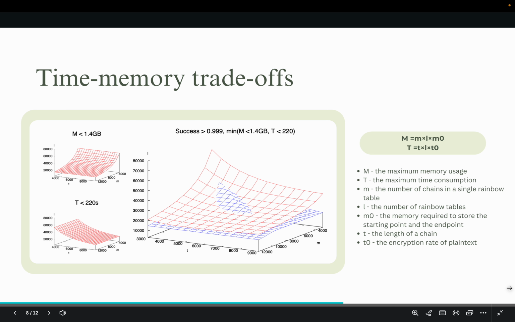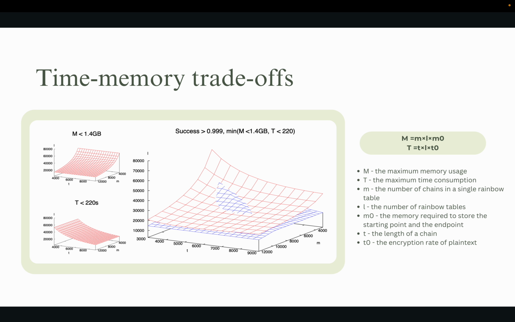Now let's look at the graph on the right. It combines the results of two graphs on the left and sets the success rate to 99.9%, which shows the overall time and memory consumption. The red surface is a combination of two graphs on the left, while the blue surface represents the most ideal state, meaning a success rate greater than 99.9% with minimal memory and time usage.